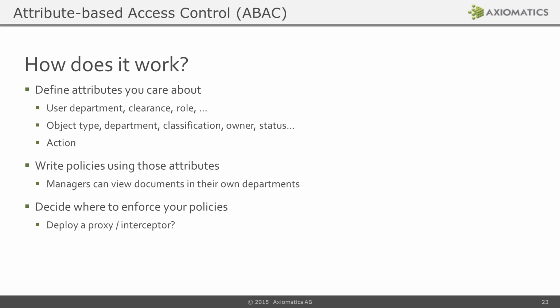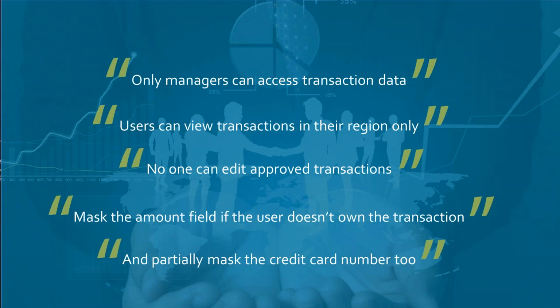And now, of course, you need to decide where to enforce your policies. Are you going to deploy a proxy? Are you going to do it in front of a database? Are you going to have an interceptor? We'll dive a little deeper into those types of interceptors in part 3. And before we do that, let's have a look at a few examples of policies that stem from a banking use case that one of our customers in the banking vertical shared with us over the last few months. This is a large bank in Europe.